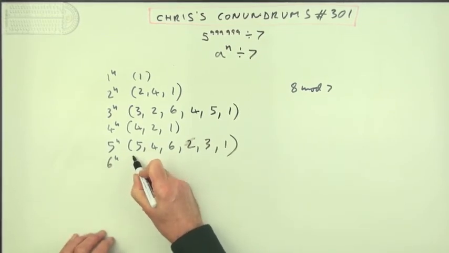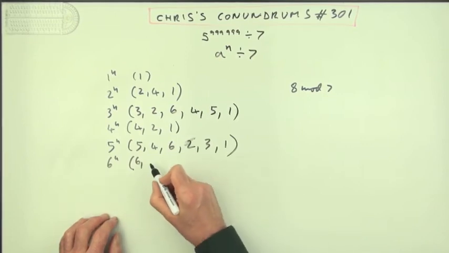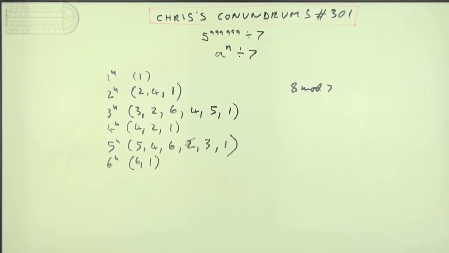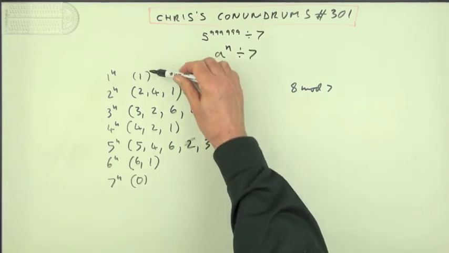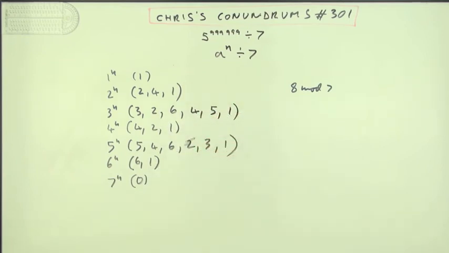6 to the n, you'll start with a 6. Times 6 is 36, that goes round 3 times round the clock, so it's back to a 1. Now obviously 7 to the n will be a 0, because that's a multiple of 7. So that would be the set of remainder sets that you would have for divide by 7.